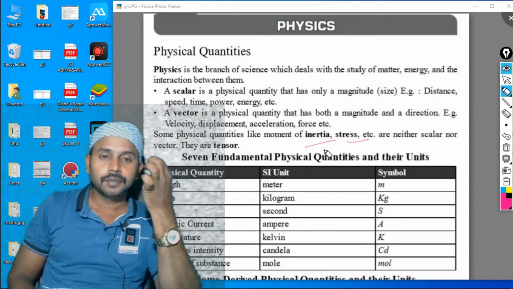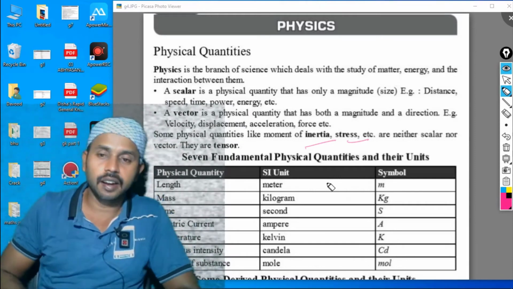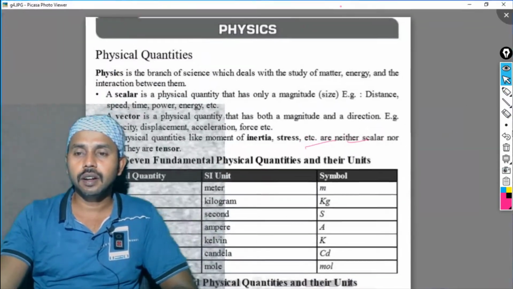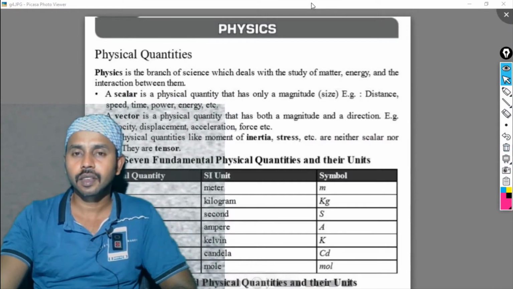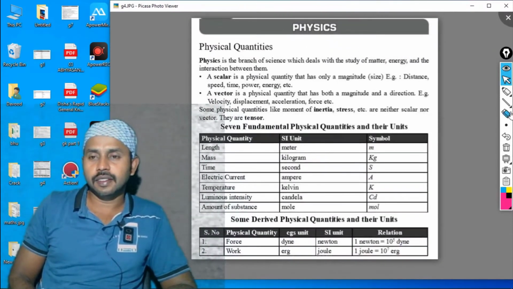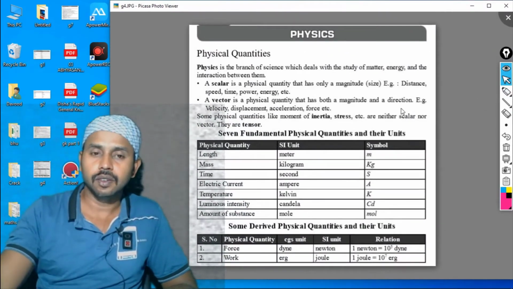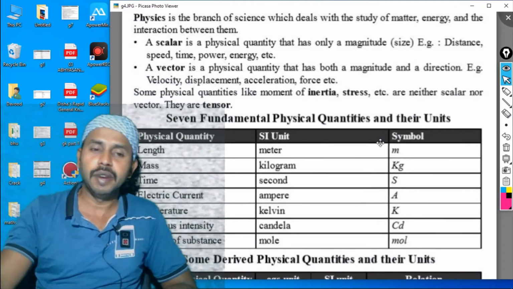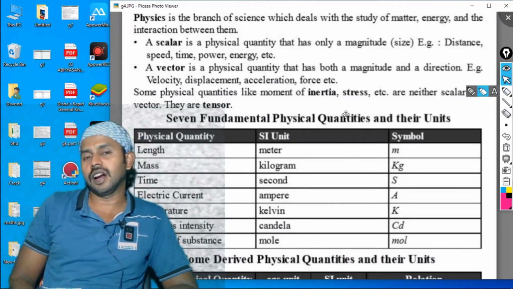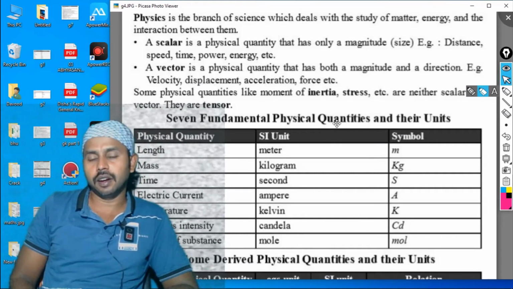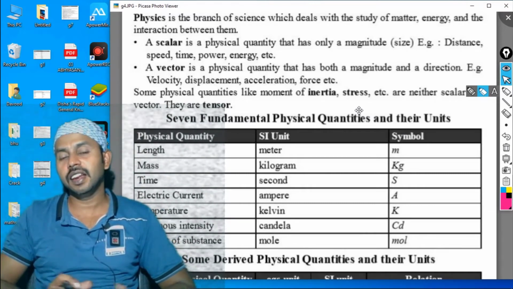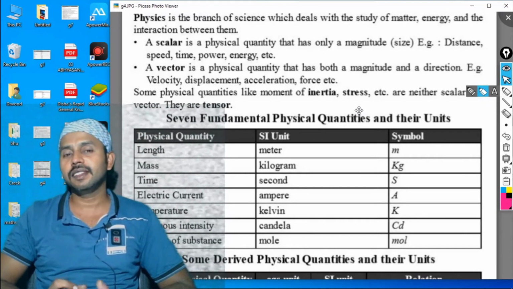Next, the seven fundamental physical quantities and their units. The first physical quantity is length, and its SI unit is the meter. SI means international standard system, and these international standards are used in India as well. There are also MKS and CGS systems; MKS and SI are nearly the same.